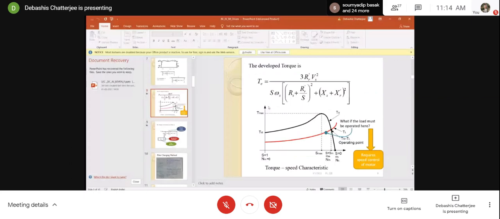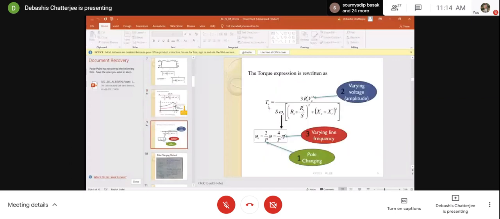Yes, sir. Okay, so now as we have three variables, we can vary the speed with the help of all three quantities. One is, as I mentioned earlier, varying the stator voltage, because the torque is proportional to Vs squared, and also by varying the frequency, because torque is inversely proportional to frequency, and again it is proportional to poles. Okay, so we can vary the poles.